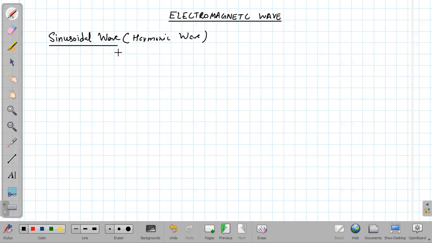Okay, so a sinusoidal wave or harmonic wave generally takes this form, f of z, t. We can write some amplitude A cos of kz minus omega t plus delta. So this is the general expression for a harmonic wave, and pictorially we can represent the harmonic wave in this fashion.